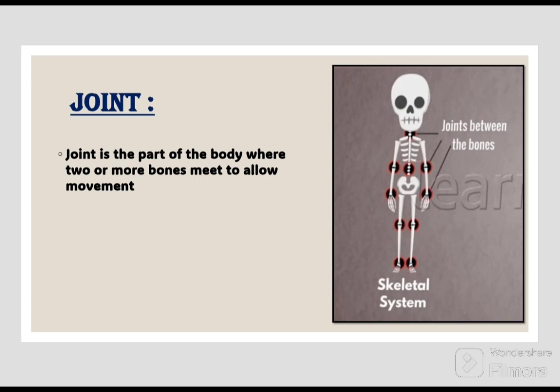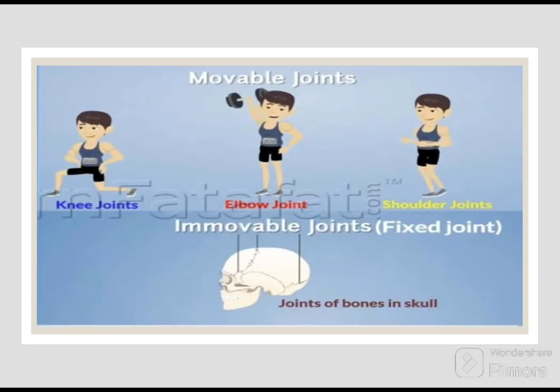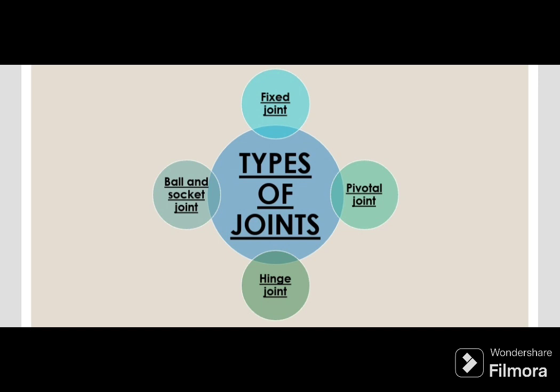The place where two or more bones are connected together is known as a joint. Joints are connected with a flexible fibrous connective tissue called ligament. So we can classify joints into two categories, movable joints and immovable joints. Movable joints are the joints that can be moved and immovable joints are the joints that can't be moved. There are four types of joints: ball and socket joint, fixed joint, pivotal joint and hinge joint.